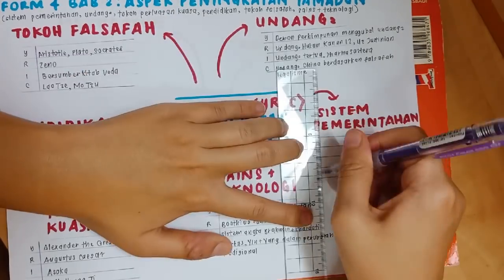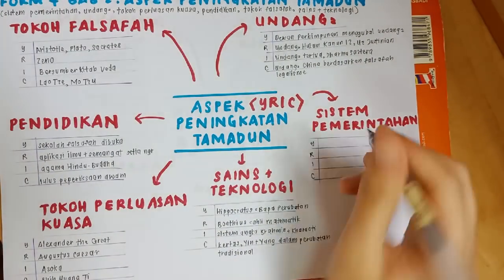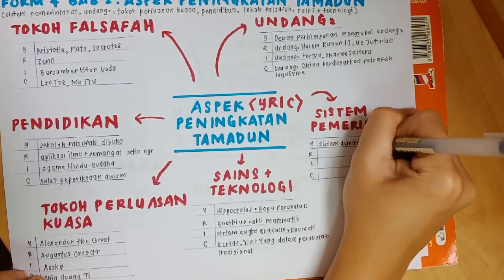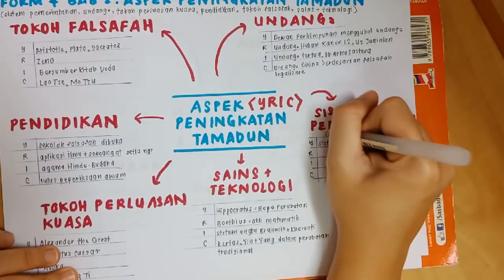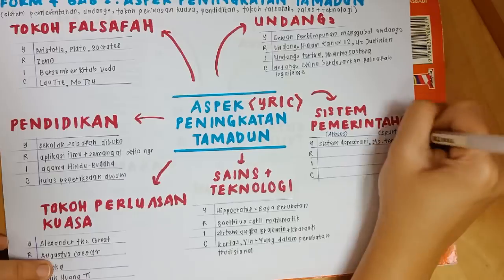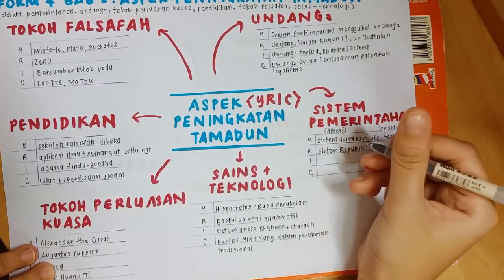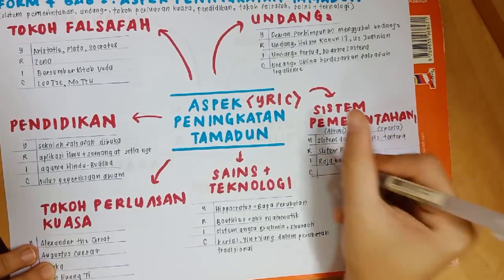The last branch is Sistem Pemerintahan. And for Yunani, there's two. So under Athens, they have Sistem Demokrasi. And for Sparta, they have Sistem Tentera. So I'm just writing that in brackets on top. And then for Rome, we have Sistem Republik. For India, Raja berkuasa mutlak. And for China, they have Pentadbiran berpusat.